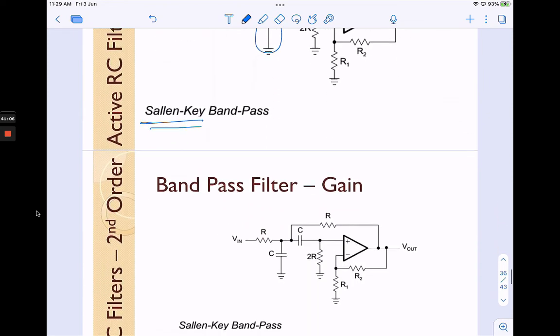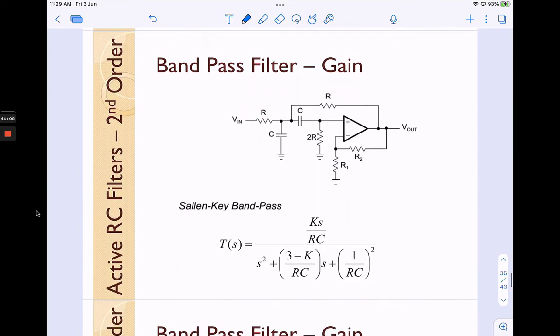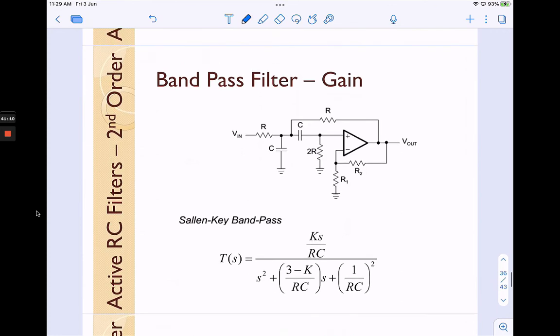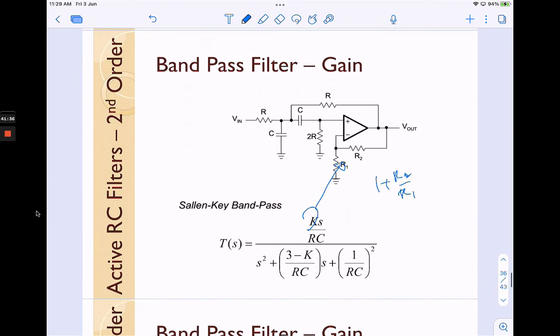So again, this is the transfer function for this band pass filter. You can just put in the value for this. K is actually this term, 1 plus R2 over R1.